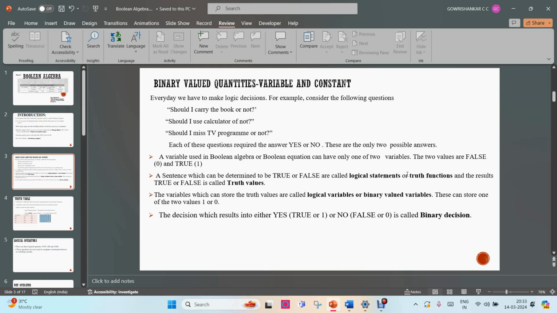Next, the decision which results in either yes, true or 1, or no, false or 0, is called a binary decision. For binary decision we are using this concept.